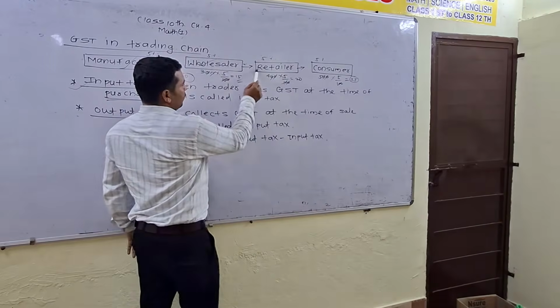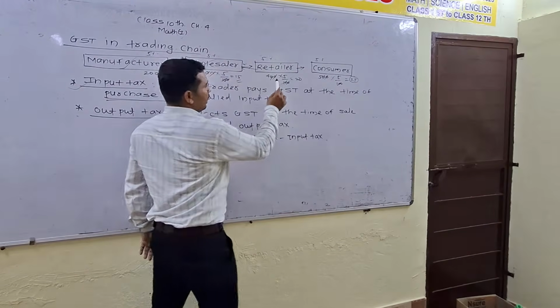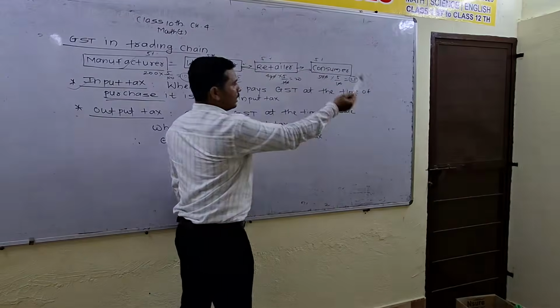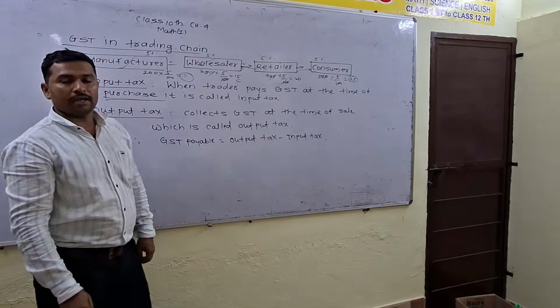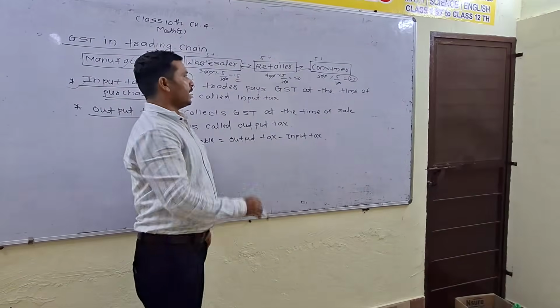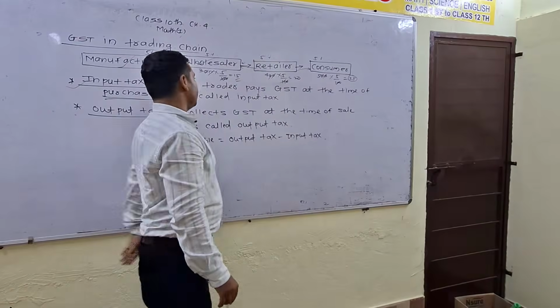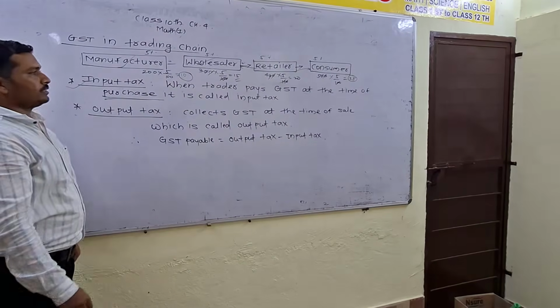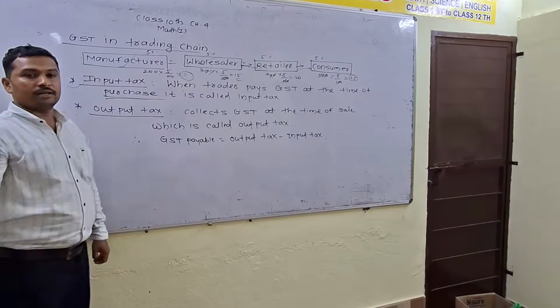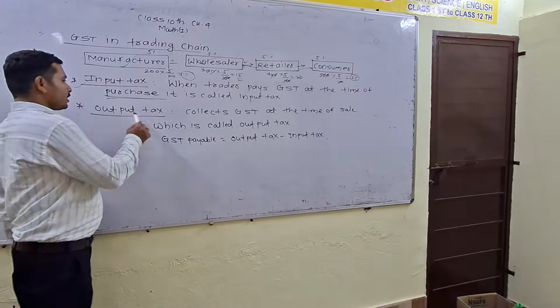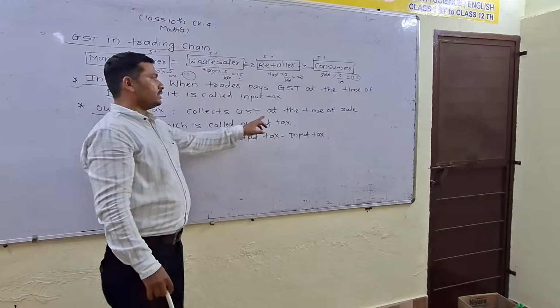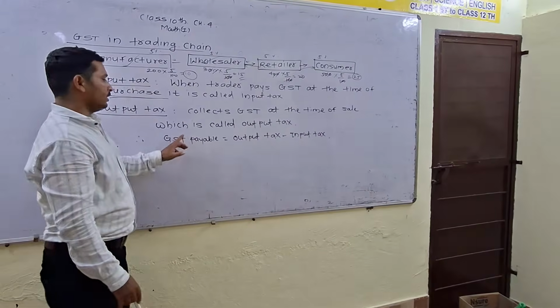So we know that a retailer purchases from a wholesaler and this material is again sold to the consumer. When a trader pays GST at the time of purchase, it is called input tax. The last one is output tax, which means collecting GST at the time of sale. We call it output tax.